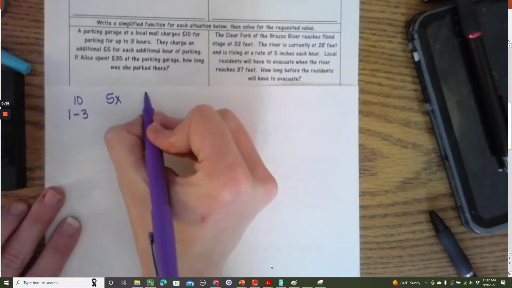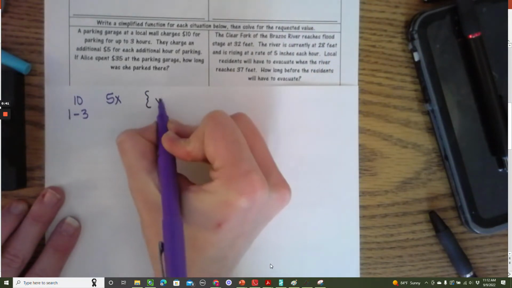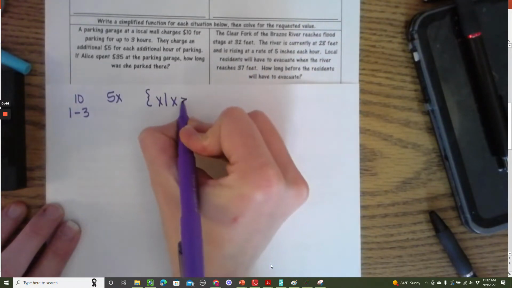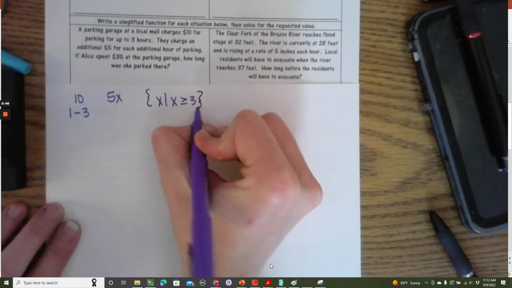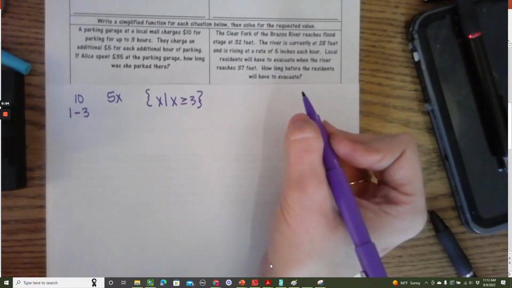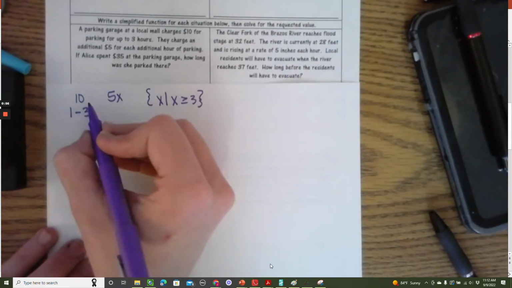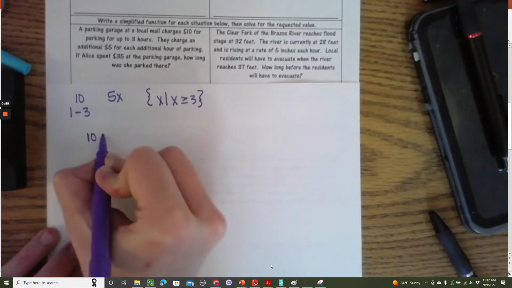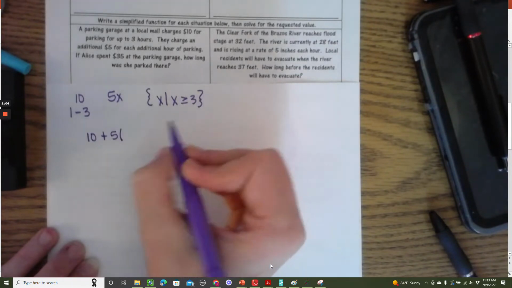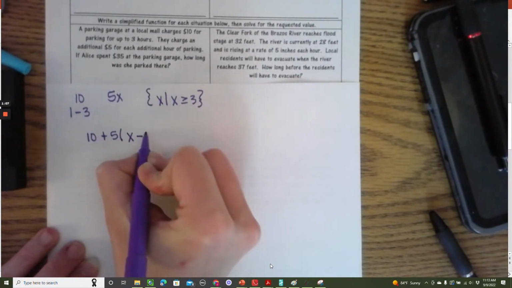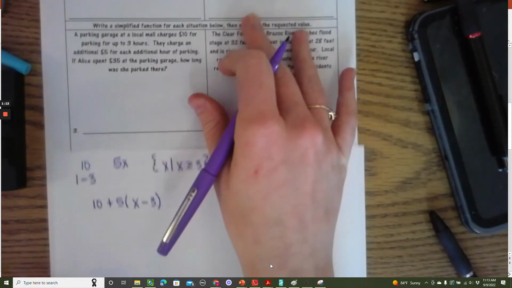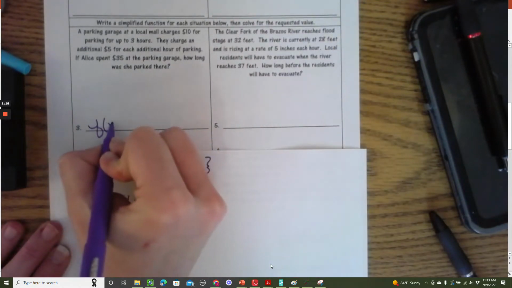All right, so this is one of those that has the restricted domain. What is the smallest? 3. Yep. Smallest number I can put in there is 3. If I put 1 or 2, it's not going to calculate it right. It's going to charge them more than they should be charged. So my equation would be 10 plus 5, and then since my x has got to be greater than or equal to 3, it would be x minus 3. Okay? So that's your equation that you're going to use on this problem.